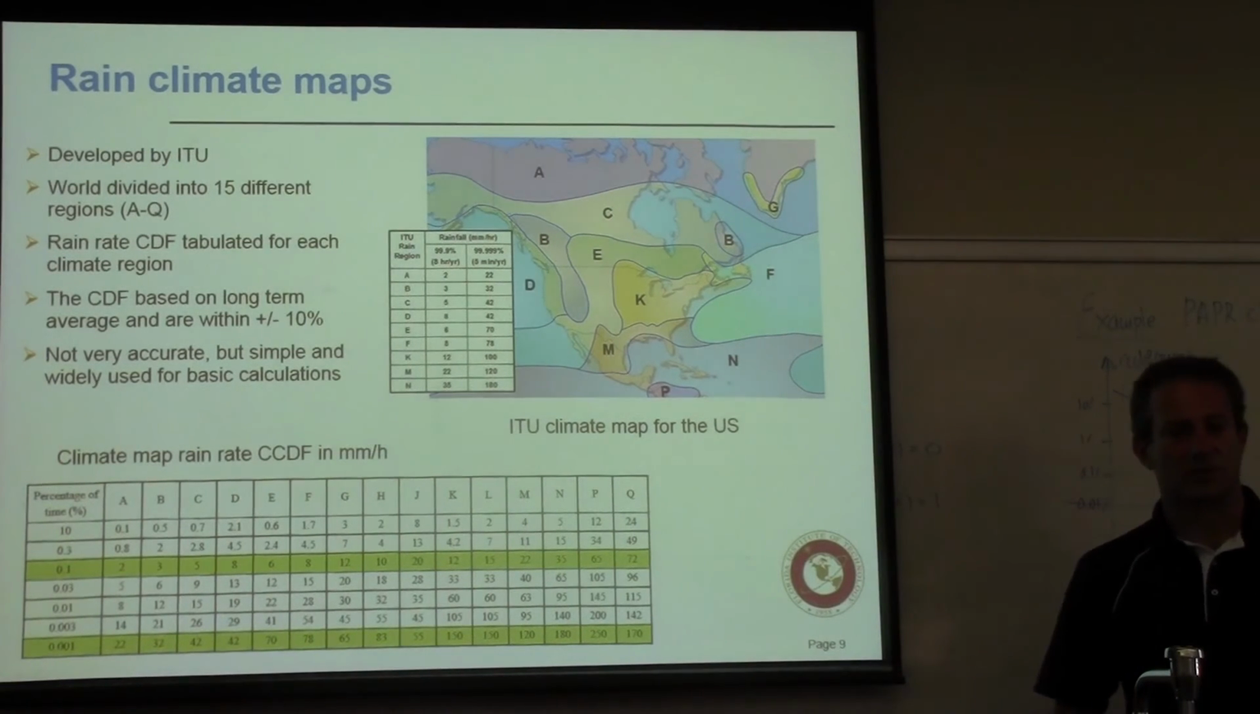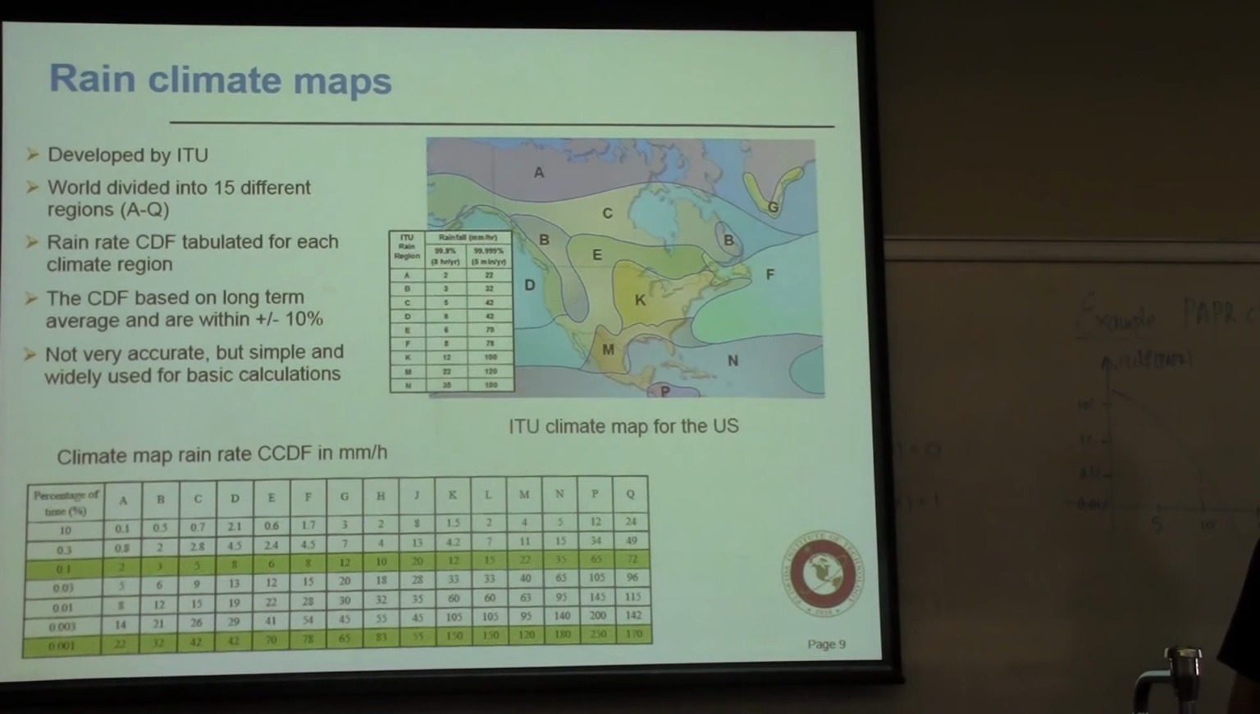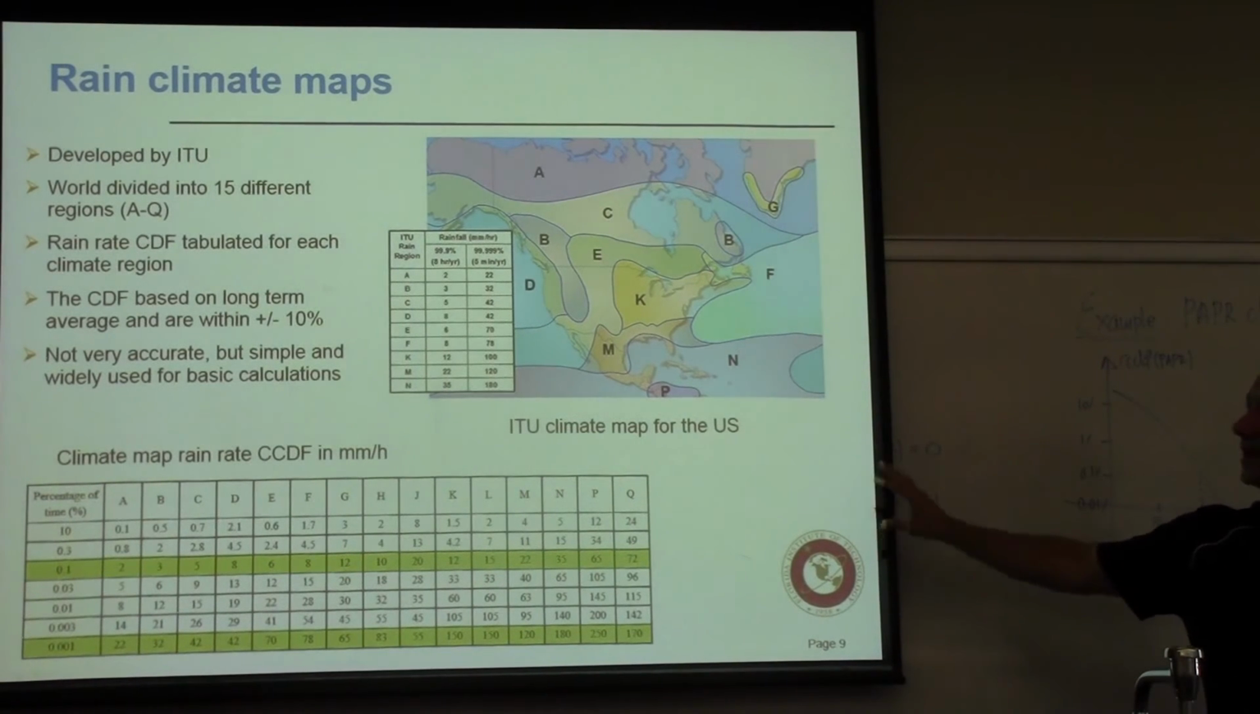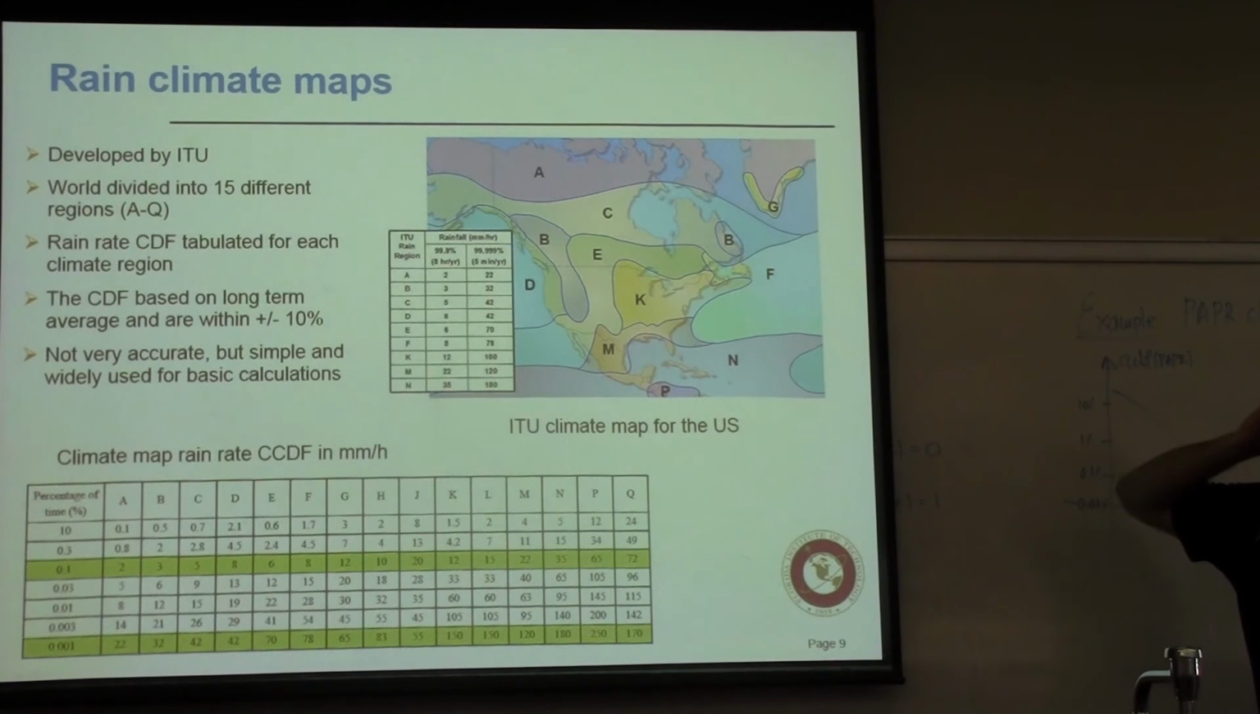And the other one is what is called rain exceedance curves. Rain climate maps are, I guess, a little bit simpler, but they're less accurate. They are extensively used in microwave design and, I guess, satellite alike, although exceedance curves are more common these days. But the approach here is as follows.